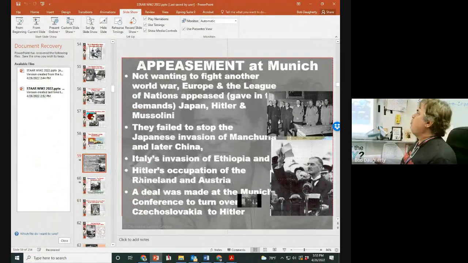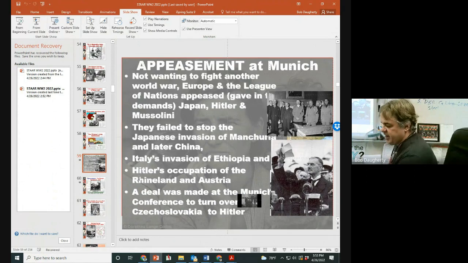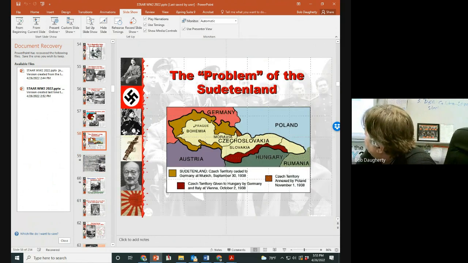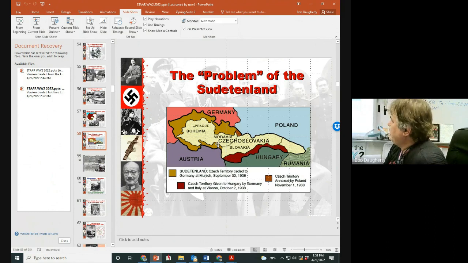So this was basically what happened at Munich. Hitler, y'all, was threatening to go to war unless he got what he wanted in Czechoslovakia. What he wanted, y'all, was this area called the Sudetenland, okay? This area right here, where most Germans were. He said, if you give it to me, that's the last thing I will ask for.